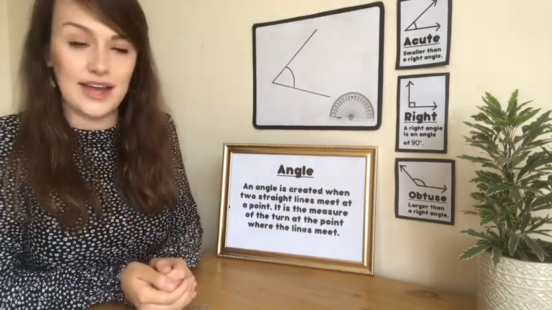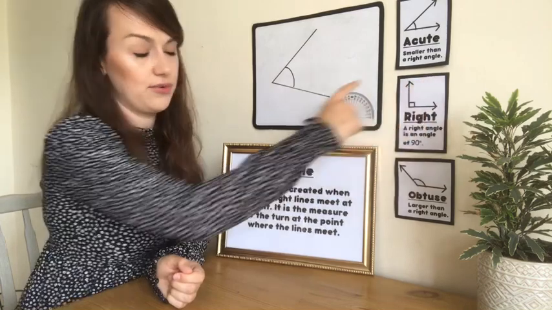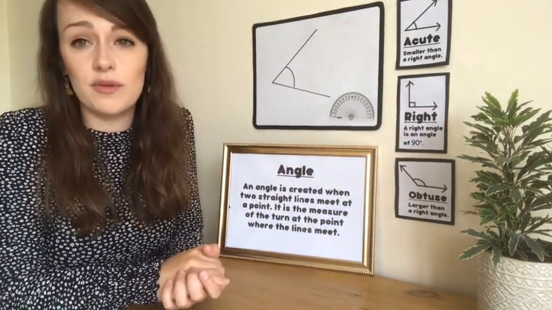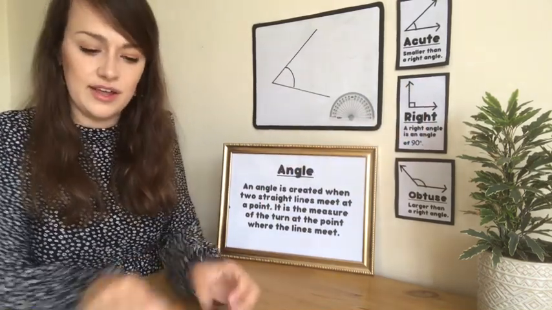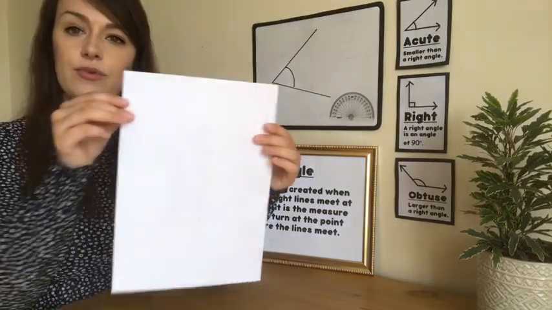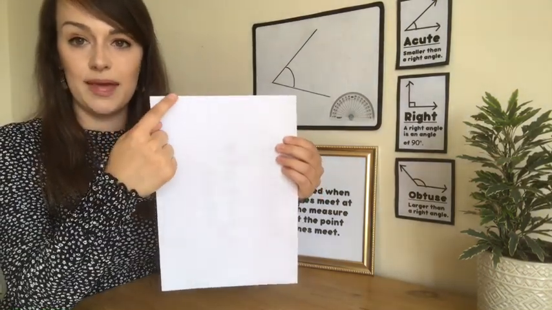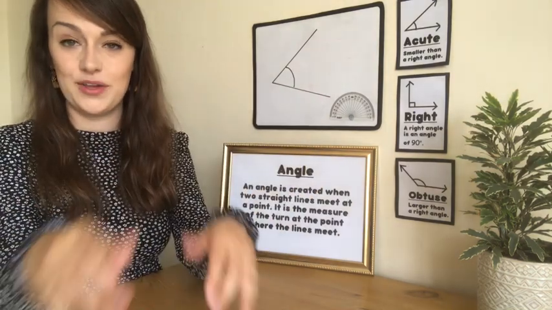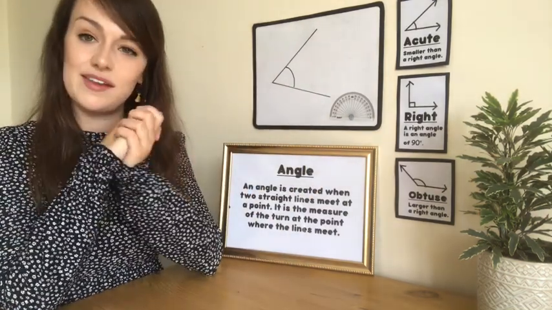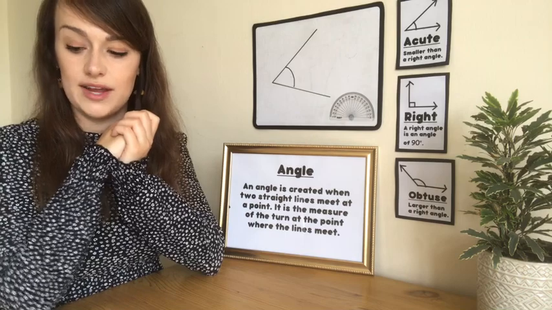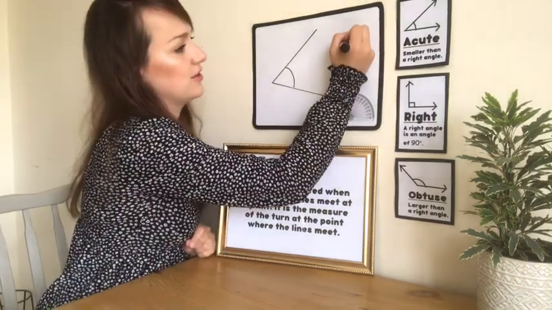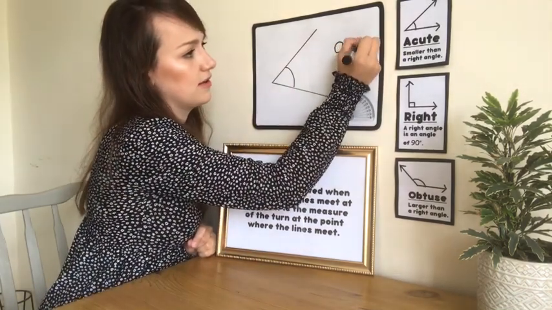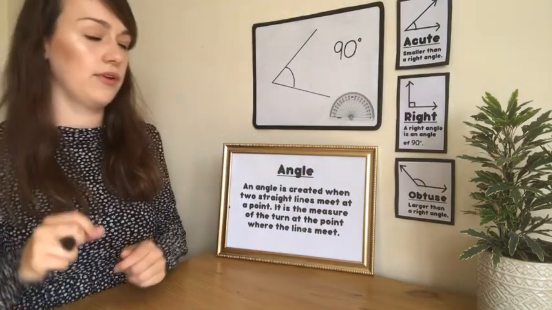So the first angle is a right angle. Okay, this is the most common type of angle you'll see around. In fact, on a sheet of A4, A3 paper, each corner measures a right angle. Okay, a right angle is an angle of 90 degrees. And we write 90 degrees like so, okay?